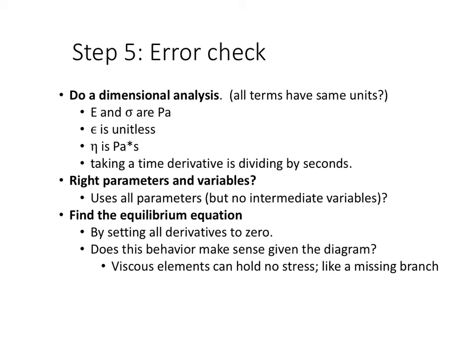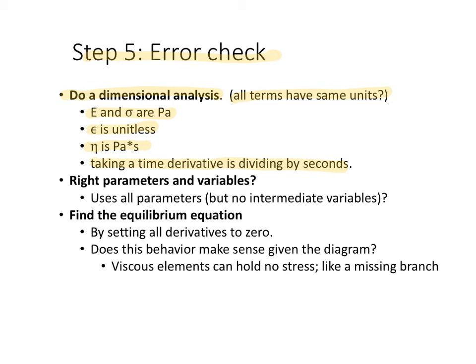So our fifth step is to error check this to make sure we haven't made a mistake. I always do a dimensional analysis to make sure all terms have the same unit. That can catch a lot of algebraic errors. Keep in mind that E and sigma are in pascals, epsilon the strain is unitless, and eta the viscosity is in Pascal times seconds, and taking a time derivative divides that one by seconds.